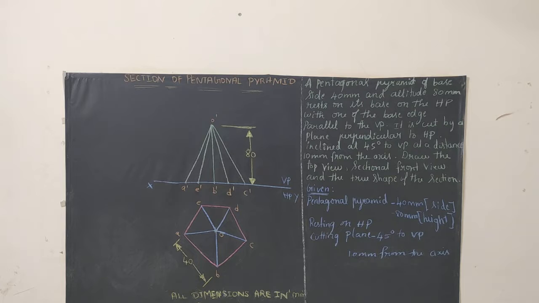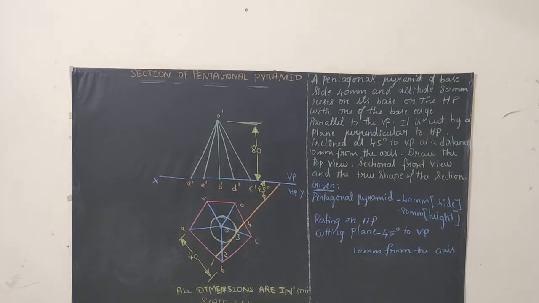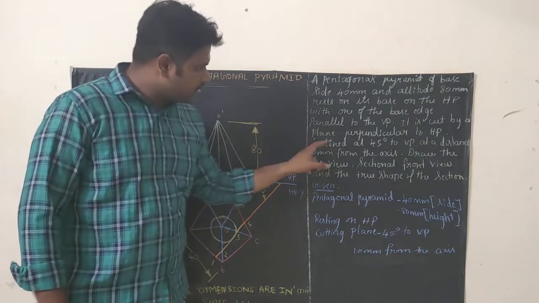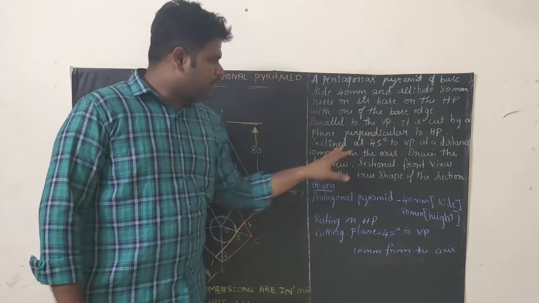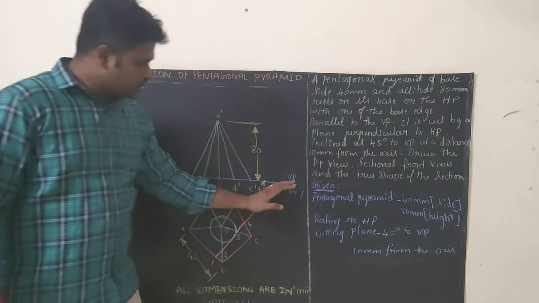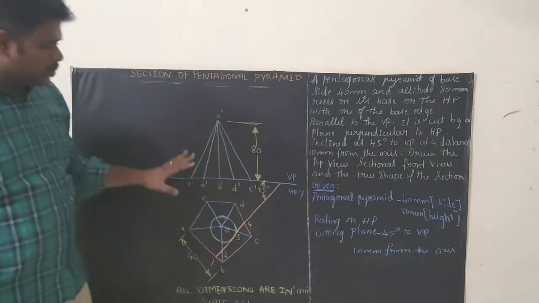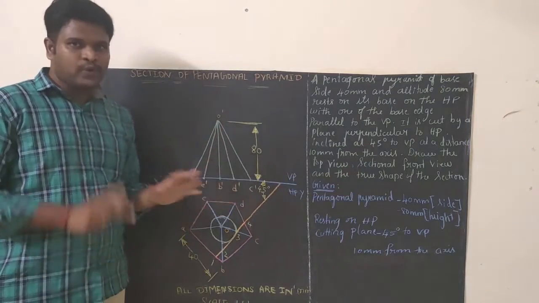Now we will see how to draw the cutting plane. All of you listen here. Regarding the cutting plane, what they are saying is that it is cut by a plane perpendicular to HP and inclined 45 degrees to VP. It should be 45 degrees to VP, at a distance of 10 mm away from the axis. So don't get confused with this diagram. Till now you would have understood.